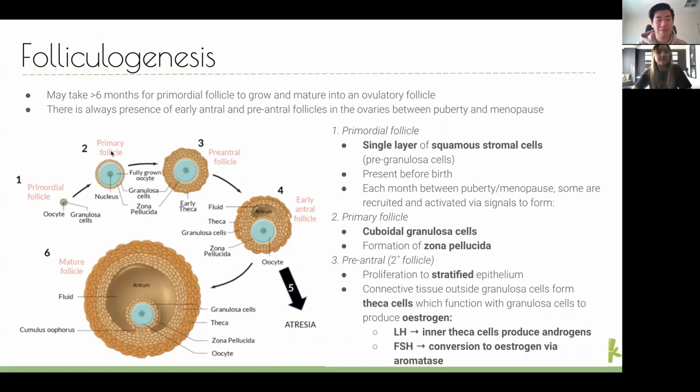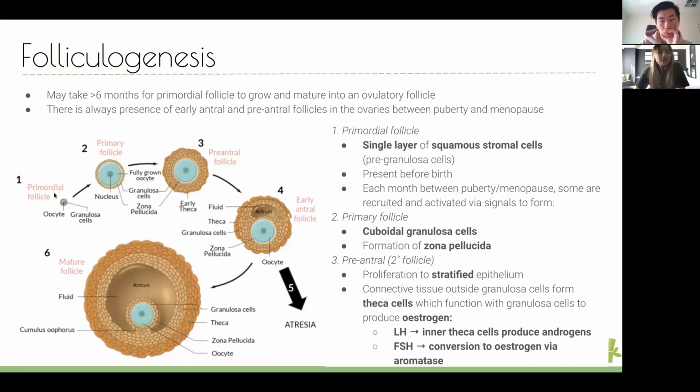It takes more than 6 months for this whole thing to happen, and you have a lot of eggs, and all females are born with all the eggs, right? So essentially you have a lot of these early antral and pre-antral follicles in the ovaries between puberty and menopause, which are ready to just kind of go at it at any time.